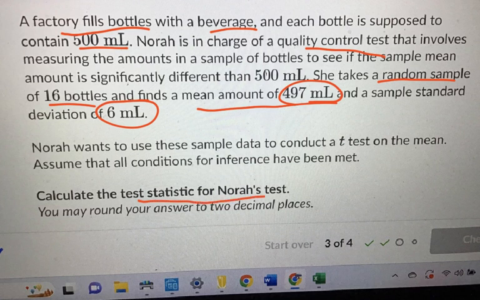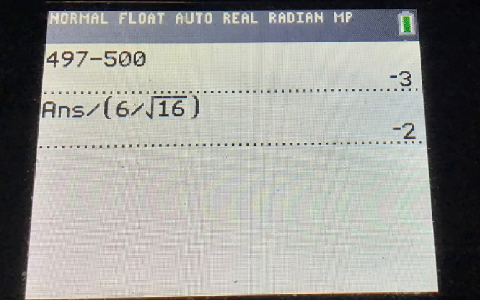Let's calculate the test statistic. In other words, we're going to assume that 500 is working just fine. The mean should be 500, but is 497 here that significantly different? Well, here is the calculation.